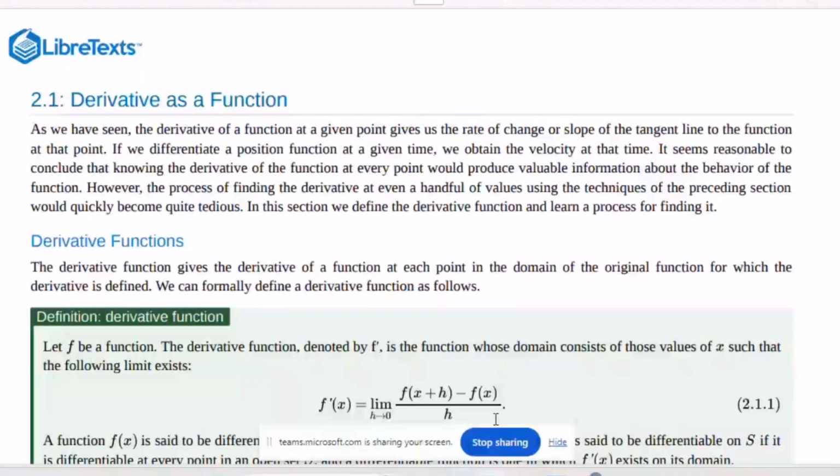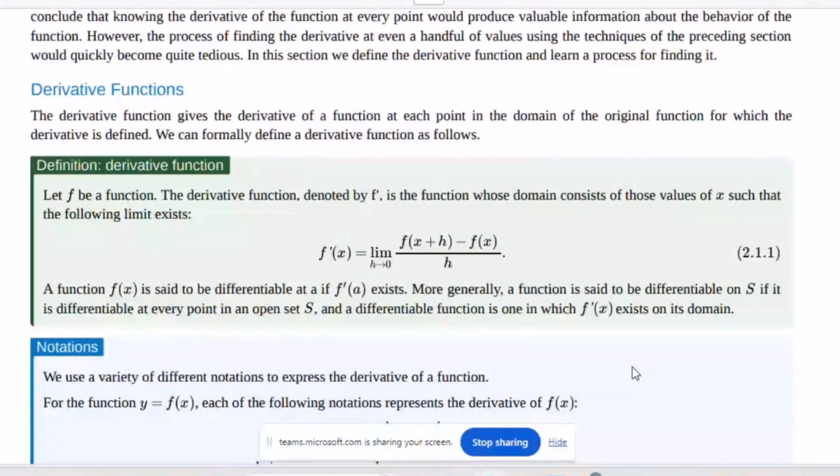Today, let's start to look at the derivative of a function. We are starting with this definition. This definition says, this is a derivative function. It says, let f be a function. The derivative function denoted by f prime is the function whose domain consists of those values of x such that the following limit exists.